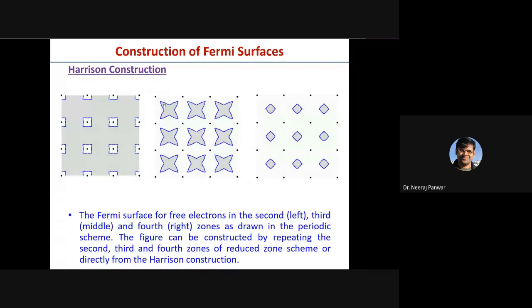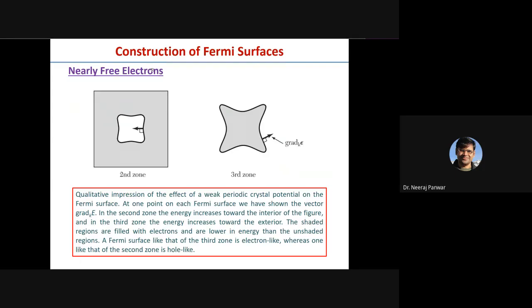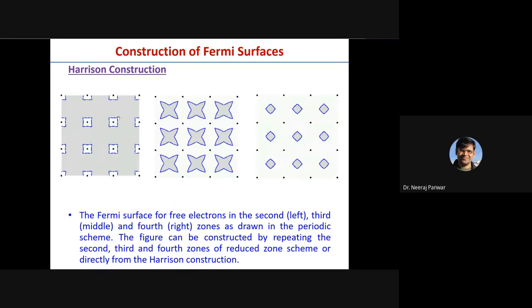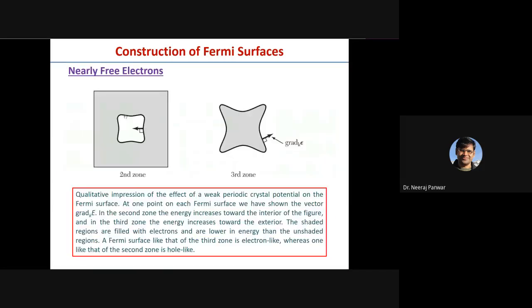I told you that for a free electron model, these corners are very sharp. But when we consider the nearly free electron model, or when we consider a periodic potential, then their corners are not as sharp. They convert into a rounded shape. So here you see it is in the rounded shape. Here also the third zone is in the rounded shape in the presence of a weak periodic potential.